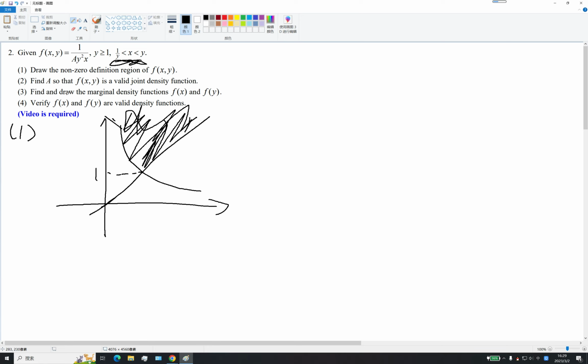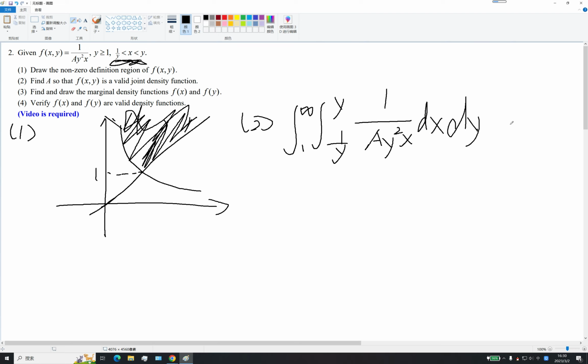And let's look at question 2. Find a so that f(x,y) is a valid joint density function. It means the total integral should be 1. We take the total area, where y is from 1 to infinity, and x is from 1 over y to y. We take it together, and it should be 1.